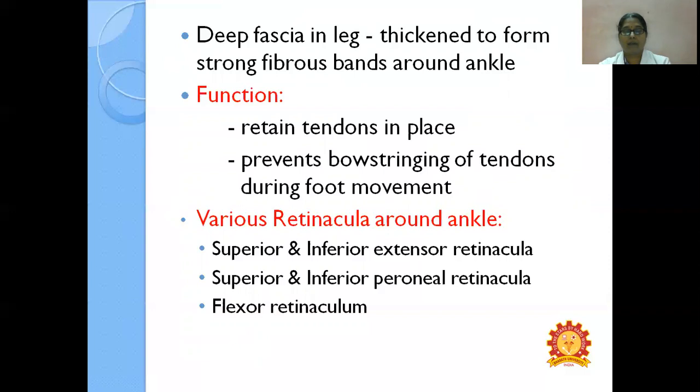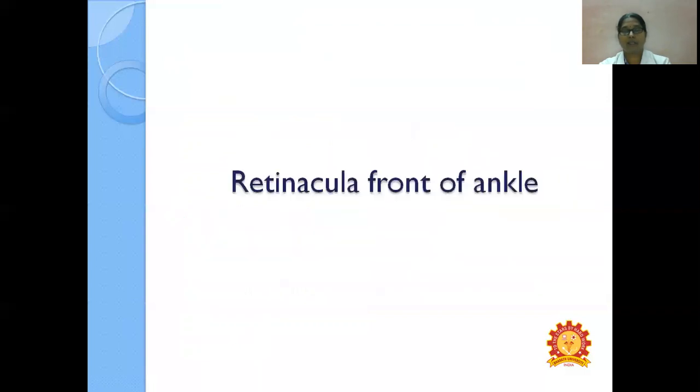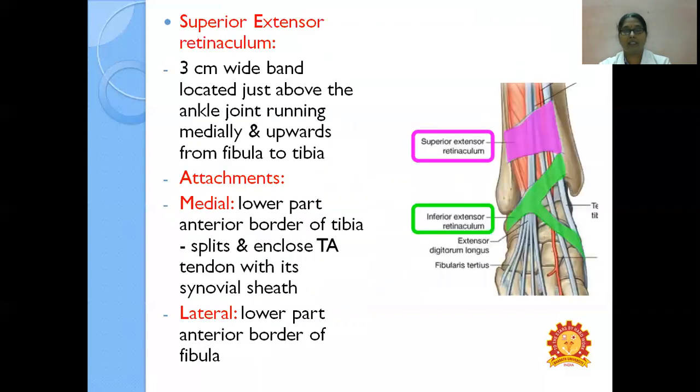So what are the various retinacula around the ankle? Anteriorly, it is the superior and inferior extensor retinaculum, whereas laterally it is the superior and inferior peroneal retinaculum. Posteromedially, it is the flexor retinaculum. So the retinacula at the front of the ankle, these are the two: superior extensor retinaculum, with attachments.